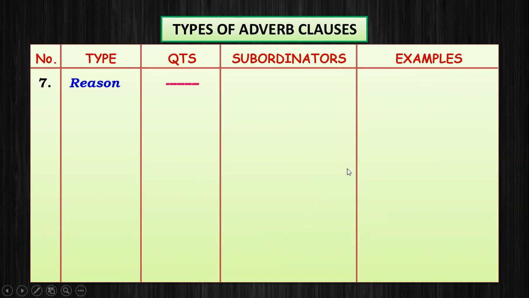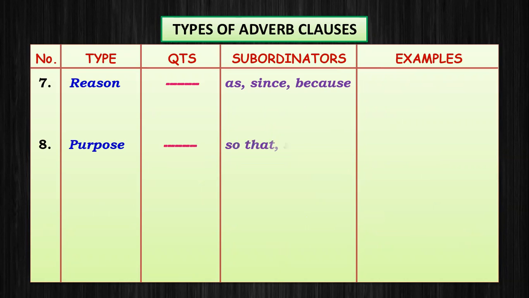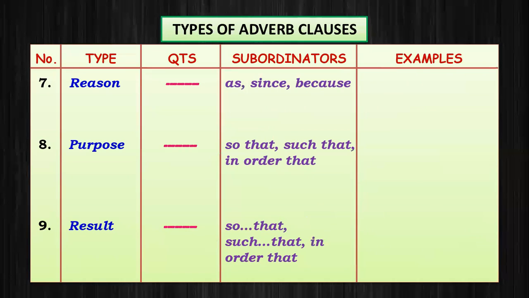The reason. For reason, we have the subordinators as, because, since. For purpose, we use so that, such that, in order that. And for result, we use so that, such that, in a similar way, but with a gap in them. How does it work? So let's take a look.